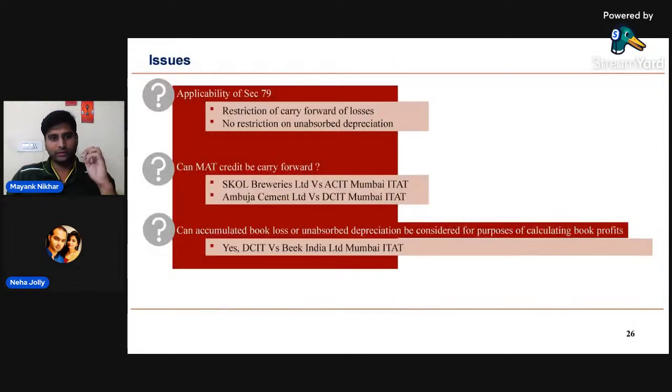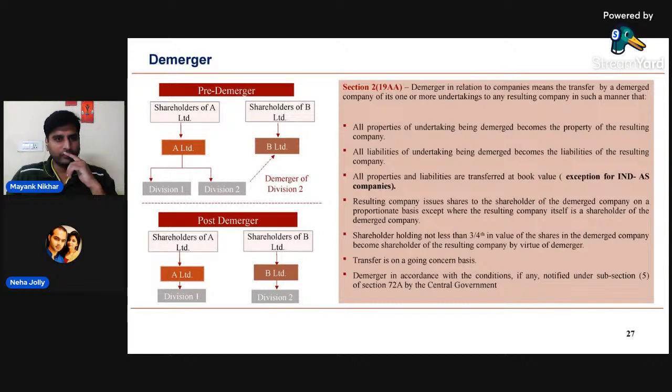So again, I'll quickly move through this. Applicability of section 79. There's a restriction for carry forward of losses. Unabsorbed depreciation, this is for 8 years. There's no restriction on unabsorbed depreciation. That will be taken. Again, I'll quickly move through the slides.